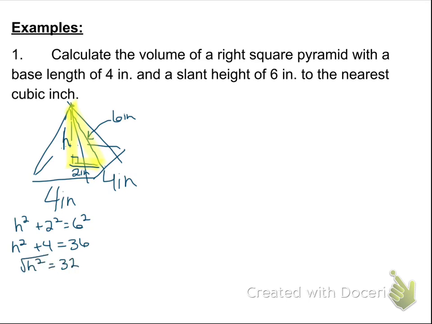So the last step is to square root your 32, so we're going to get h equals the square root of 32, which we could approximate, but I'm just going to leave it as the square root of 32 because that is an exact value. And we can type that into our calculator.